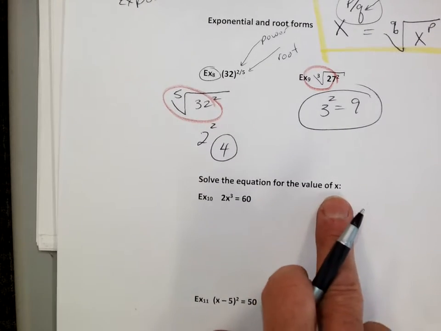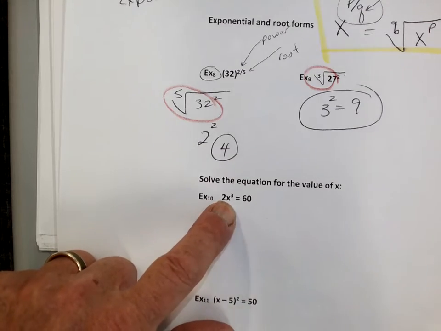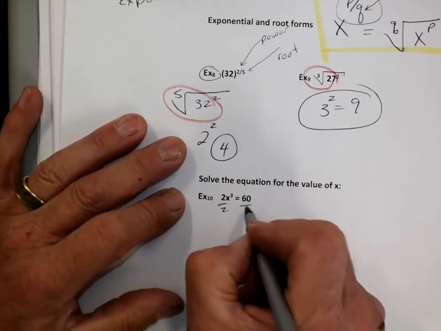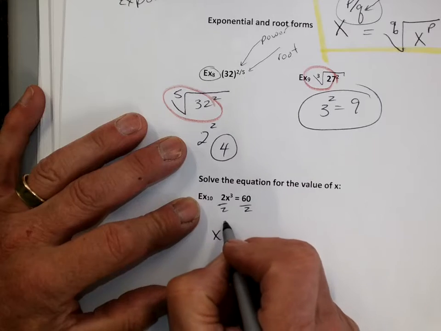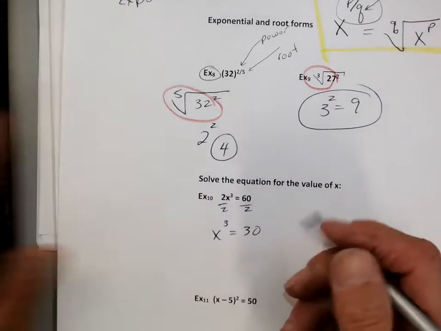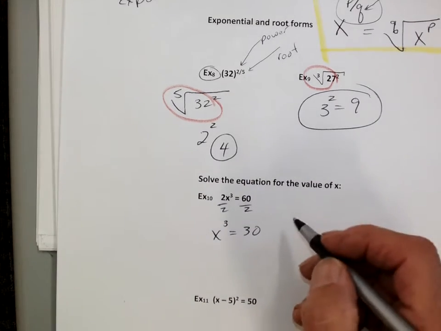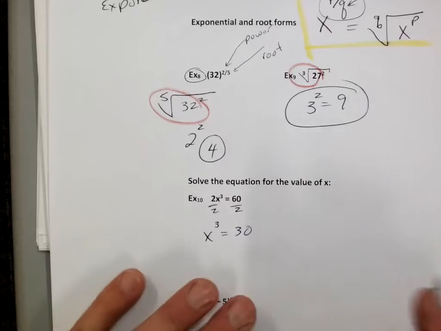Now, 10. How do you solve for x? Well, whenever we undo things, we always do the opposite. But let's do first. Let's divide by 2, and I've got x cubed equals 30. Okay? Now, depending on what we want, sometimes a decimal answer is okay, sometimes not. But in this case, let's go ahead and get a decimal answer.